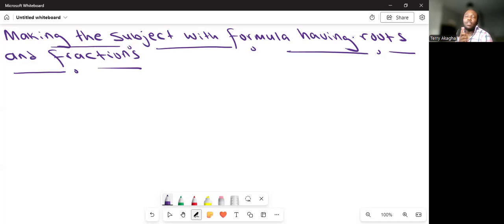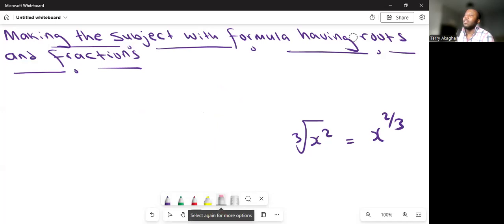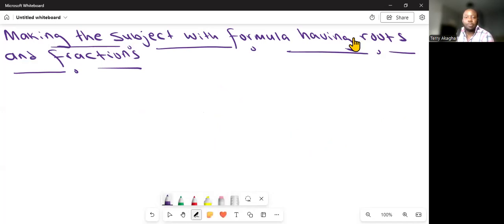Another thing you need to keep in mind is to review my video on indices. It will also come in handy here. If you have square root of x, you know in indices it's going to be x raised to the power half, okay? When you have cube root of x, it's going to be x raised to the power 1 over 3. When you have cube root of x squared, it's going to be x raised to the power 2 over 3. We talked about all this in the laws of indices, so please go to my playlist, select laws of indices and get very conversant with it.